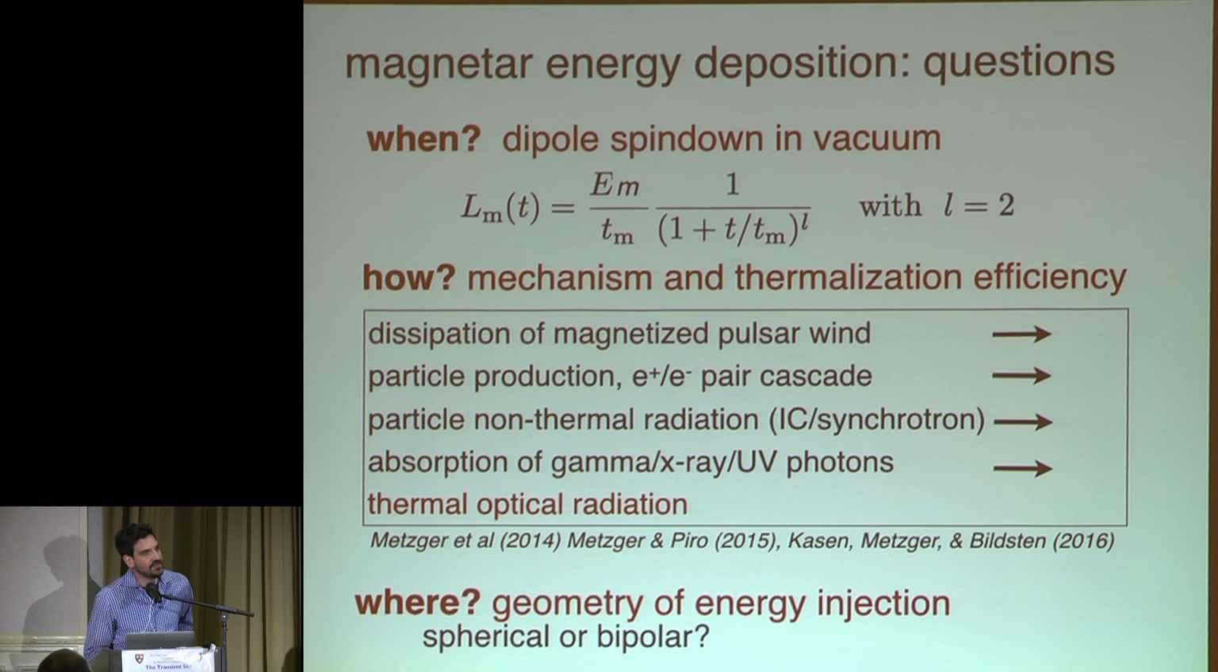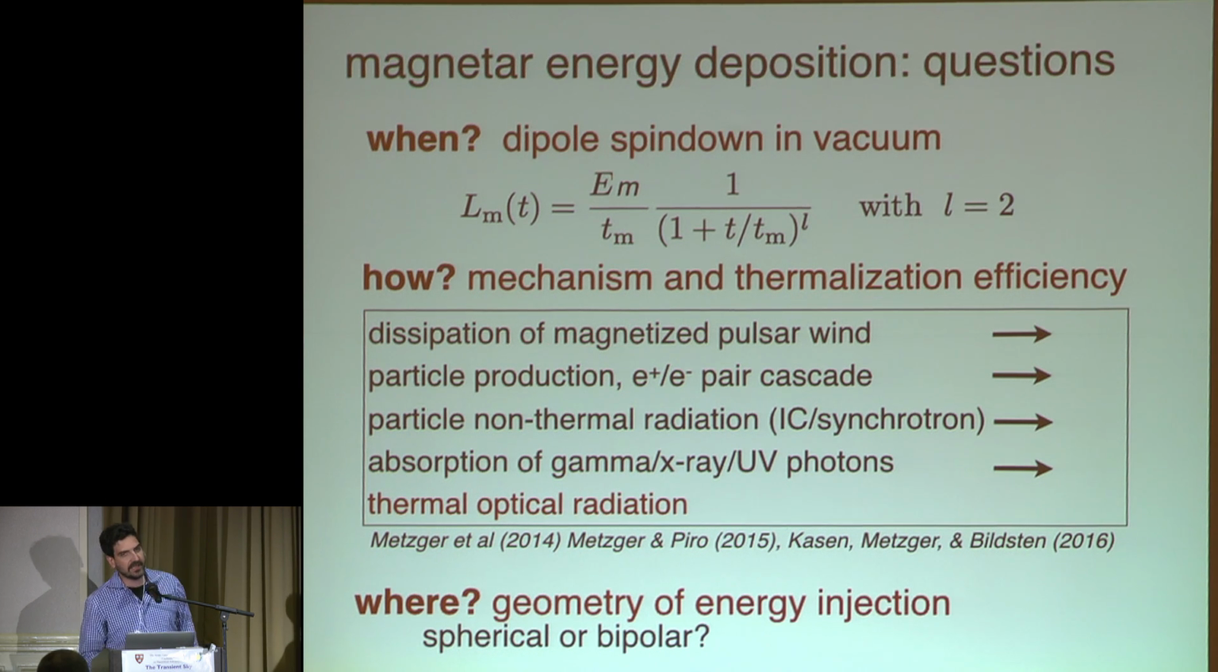There are a lot of questions you might ask about how that all works in detail, and there's a lot we don't know. How does the energy dependence of that deposition work? For a vacuum dipole spin down, there's a simple equation that the luminosity goes something like 1 over t squared. These magnetars are not dipoles in vacuum. There's stuff around them, and it's not clear that this simple equation should be applied blindly. In fact, some pulsars we see spin down with different exponents, but some behavior of that form is expected.